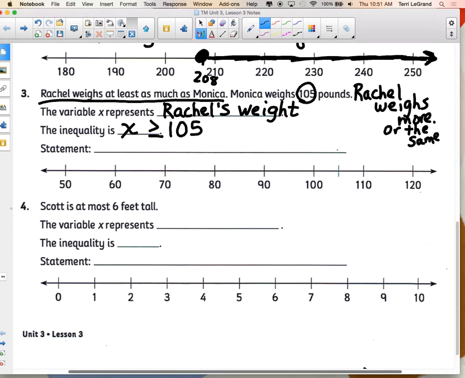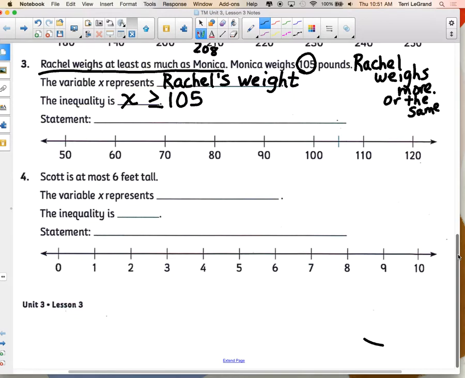Graph it. Okay, so in this one, they did provide a tick mark right there for us because 105 is halfway between these two, isn't it? So 105. We're gonna put a circle there. Shading represents Rachel's weight. Can Rachel weigh 105 pounds? Yes. She may weigh the same as Monica. What other numbers could she possibly weigh? To the right or to the left? To the right, okay. Because we decided she weighs more than, right?